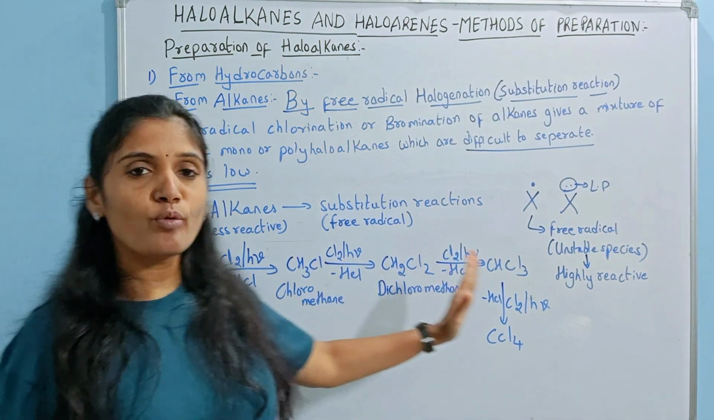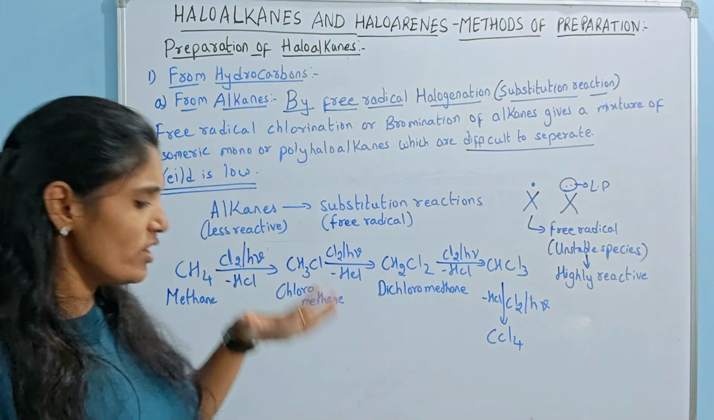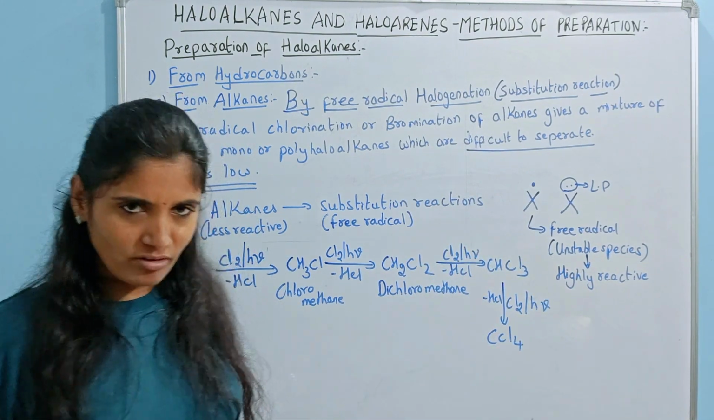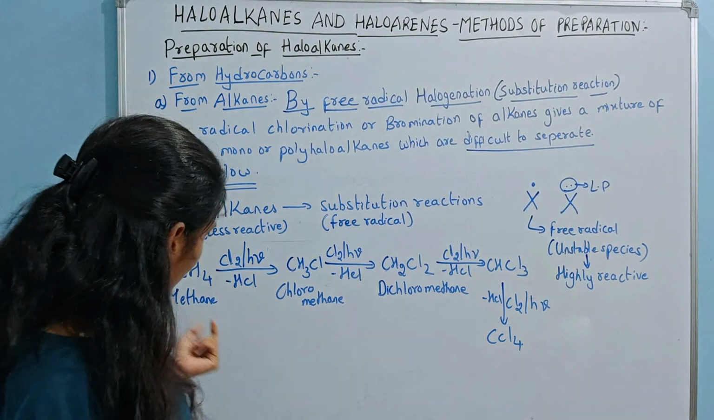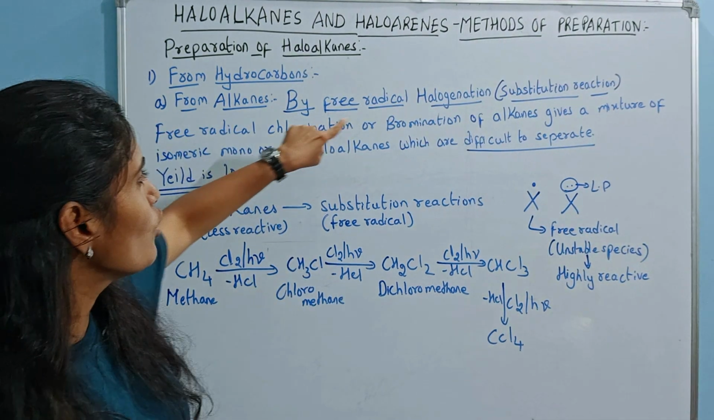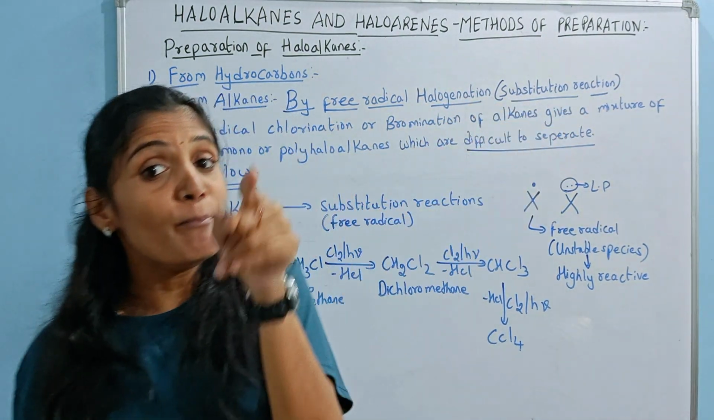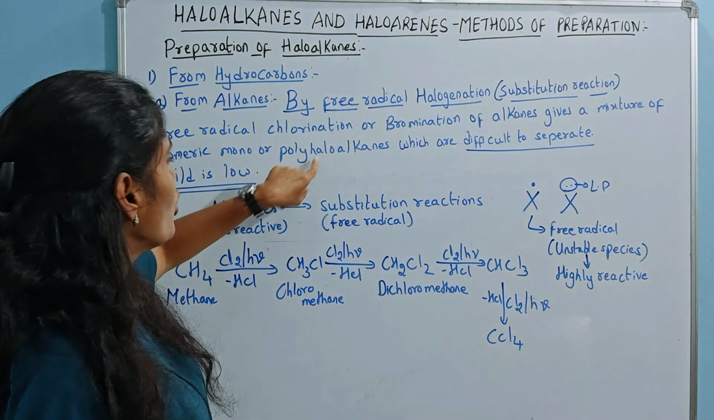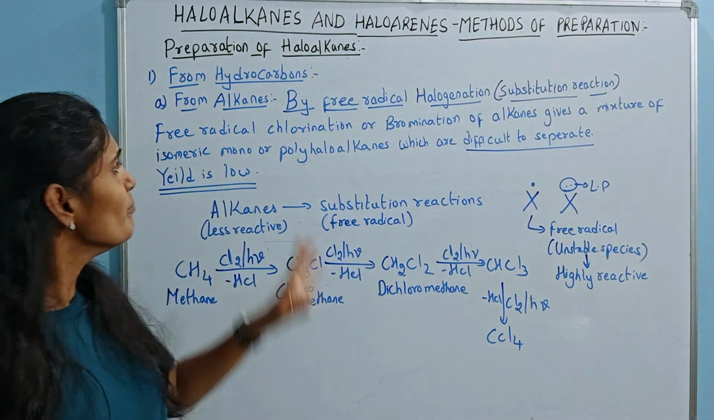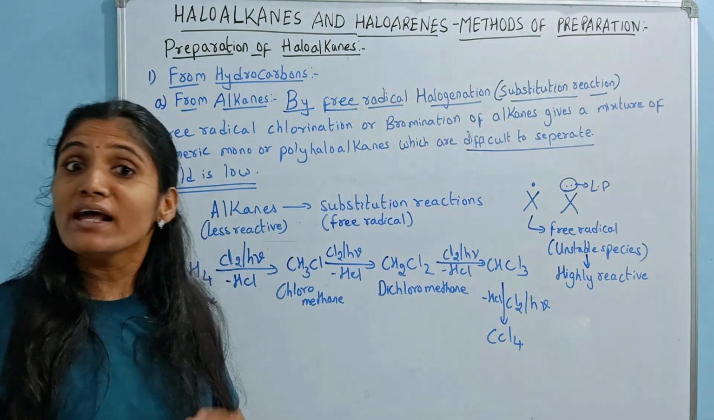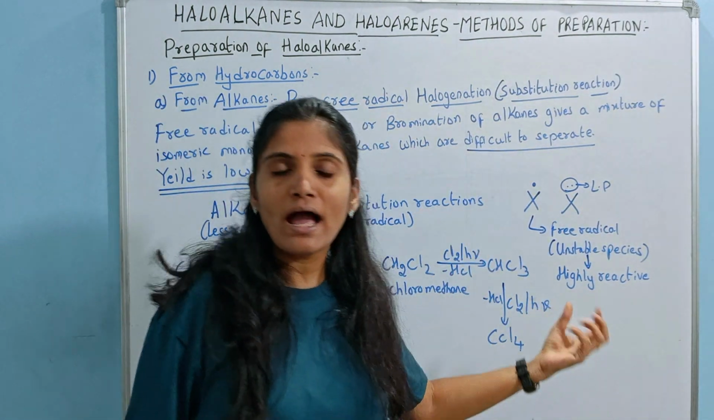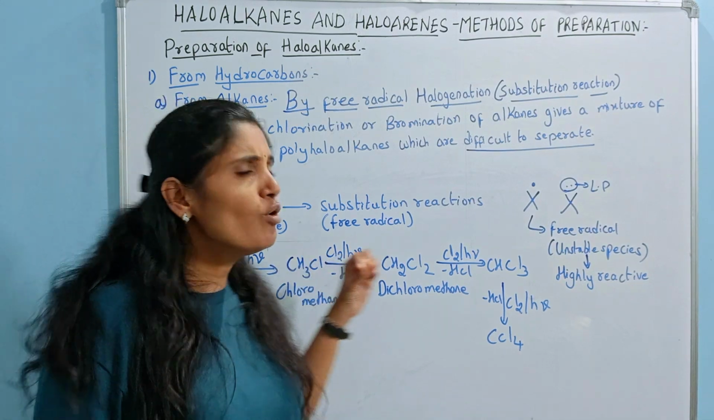Now, this process of halogenation is obviously a substitution reaction taking place by a free radical mechanism, and that mechanism we will see after this. But did it stop at a monochloro derivative? Free radical chlorination or bromination of alkanes gives a mixture of isomeric mono or polyhaloalkanes. Did I get only a monohaloalkane? No. I got a monohaloalkane, a dihaloalkane, a polyhaloalkane. So the reaction will give you multiple products.